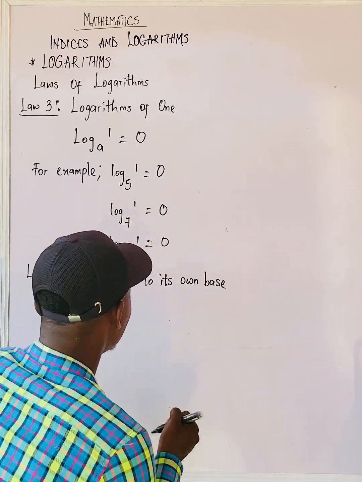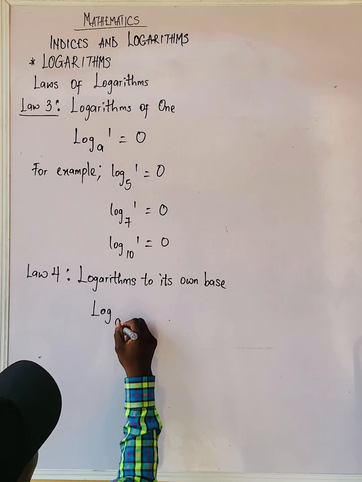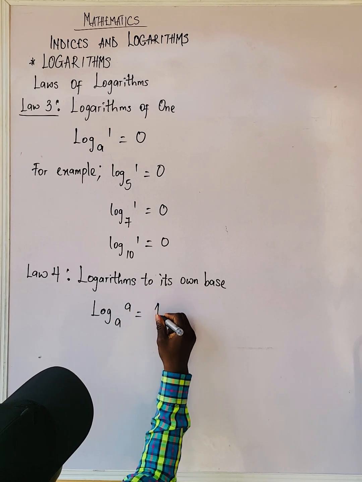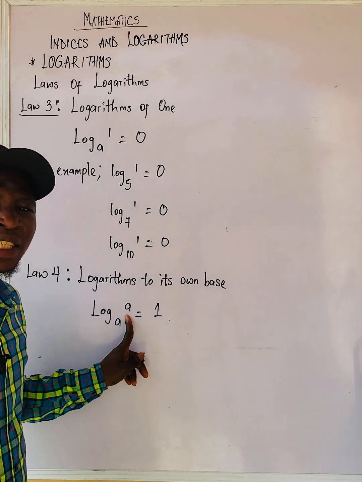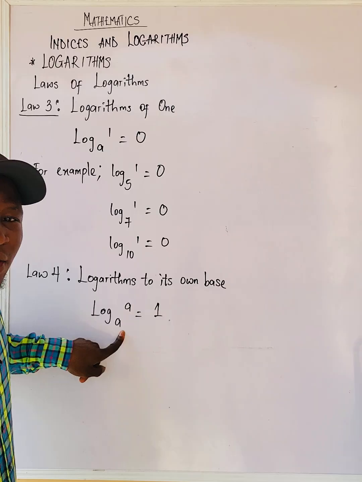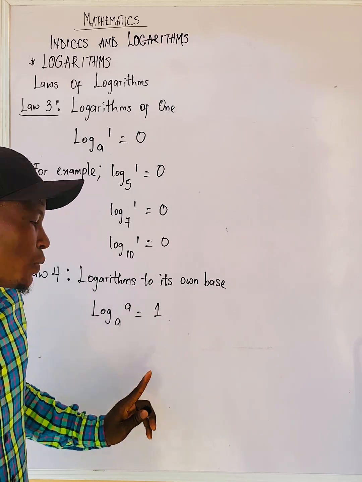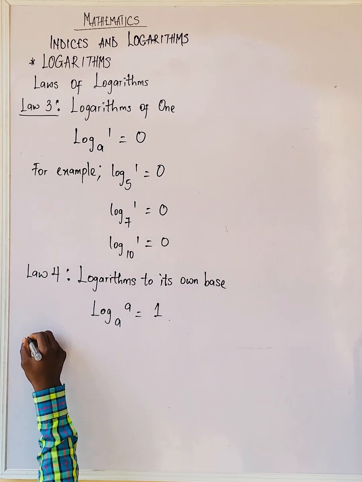What are we trying to say? This is what we're trying to say: if we have log a to the power of a, it equals 1. If the number of a logarithm is the same as the base of that logarithm, the result is 1. So log a to the power of a equals 1.